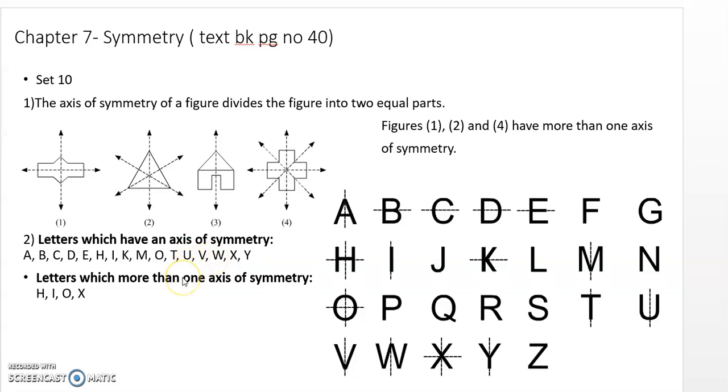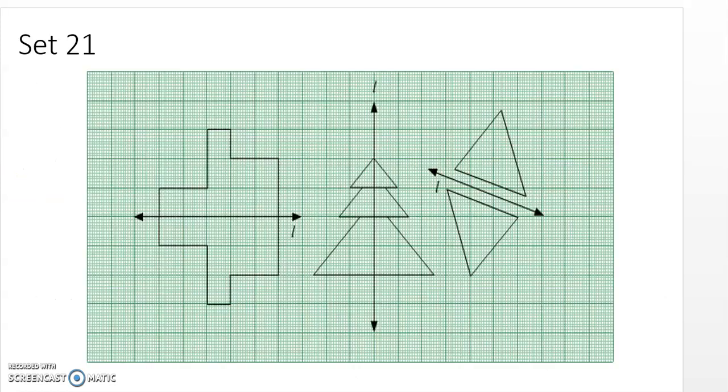And which ones have more than one axis of symmetry? You can see from the diagram, H has more than one, O has more than one, even I has more than one axis of symmetry. Then afterwards X is there, which has more than one axis of symmetry. For I it will be like this also, a straight line also. So for that reason it has more than one axis of symmetry.